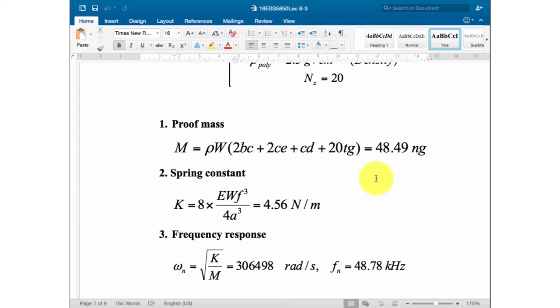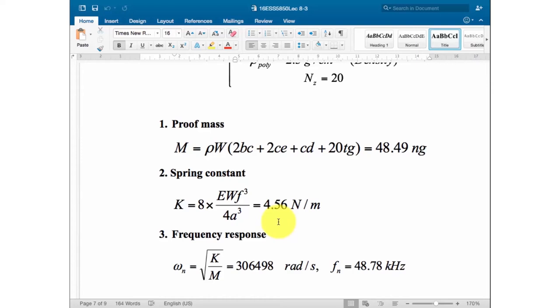So the spring constant becomes like 100 times, even 1,000 times smaller. So the spring constant becomes very, very soft. But at the same time, you also reduce the proof mass. So for the frequency response, you combine these two together to find out. So the frequency response is 50 kilohertz, only 10 times higher than the previous one.